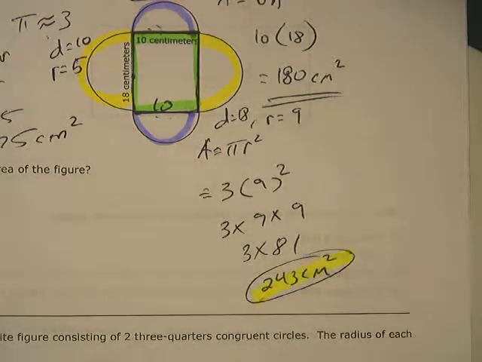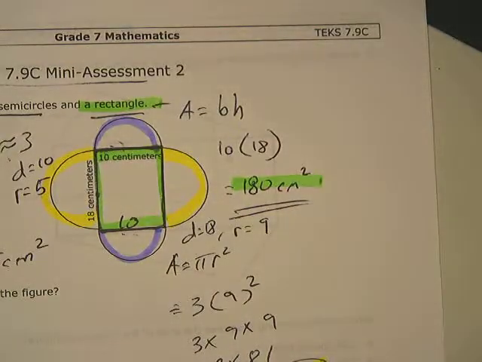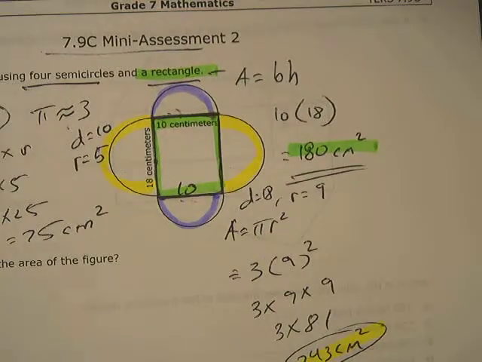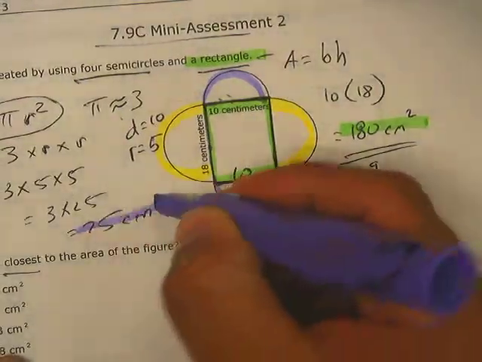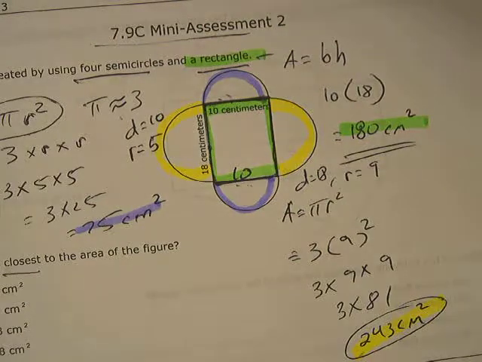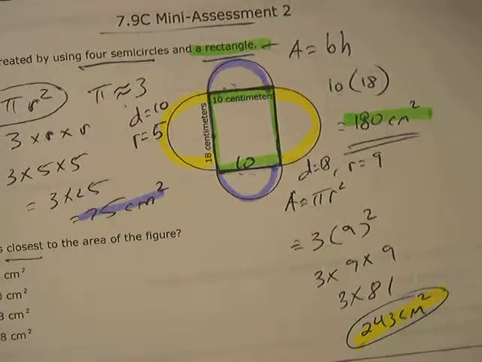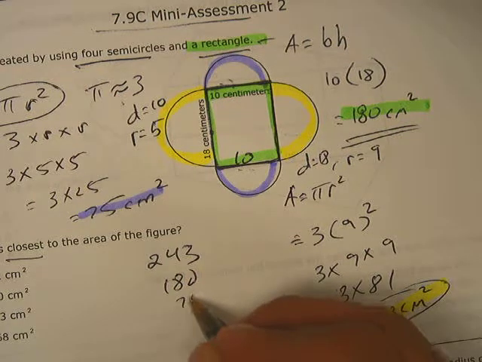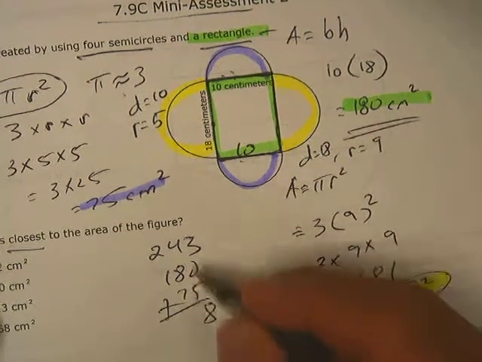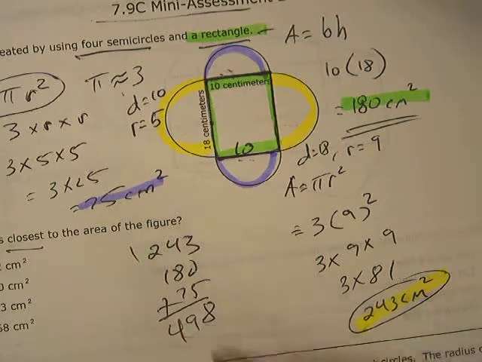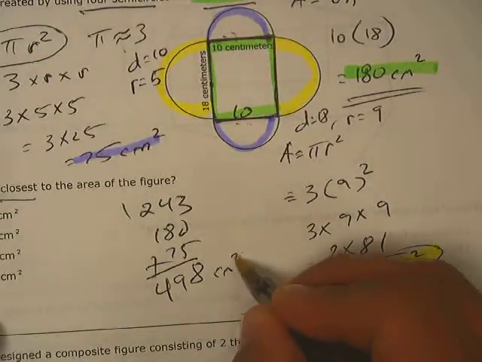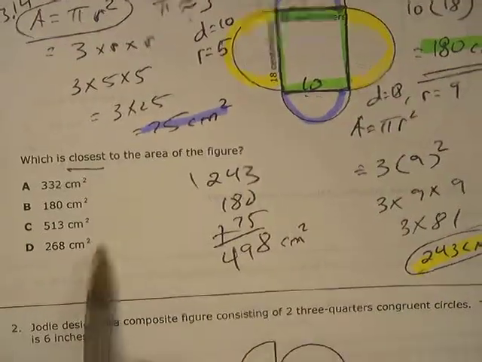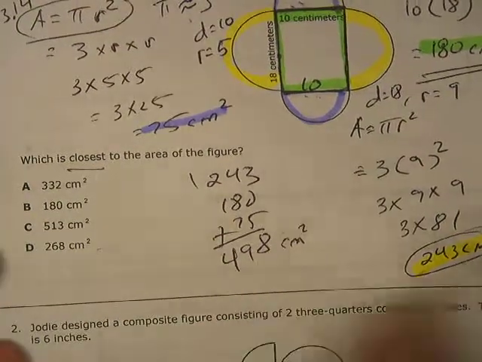Once I have the area of all the figures, we add them together. So now I have the area of the 2 half circles, the area of the rectangle, and the area of the other 2 half circles. Now I'm just going to add them together and you'll get a close answer. So it's 243 plus 180 plus 75. That'll give me 498 square centimeters.